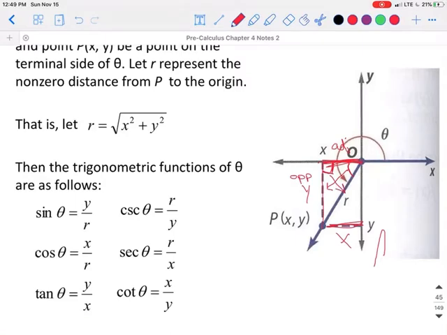We know from our previous sections that sine is opposite over hypotenuse. But in this case, the opposite side is y and the hypotenuse is r. Cosine is adjacent over hypotenuse, or x over r, and tangent is opposite over adjacent, or y over x. Remember, the other three trig functions are just the reciprocals of the first three.